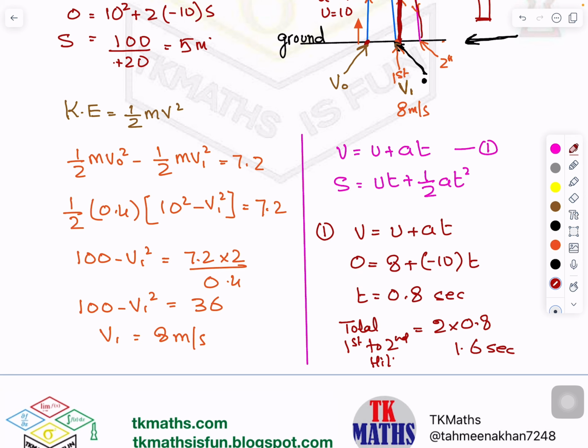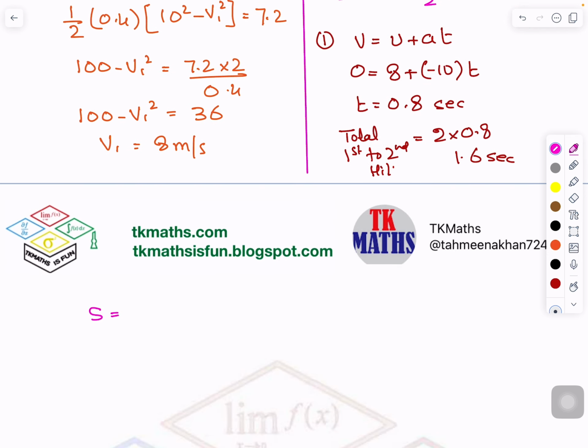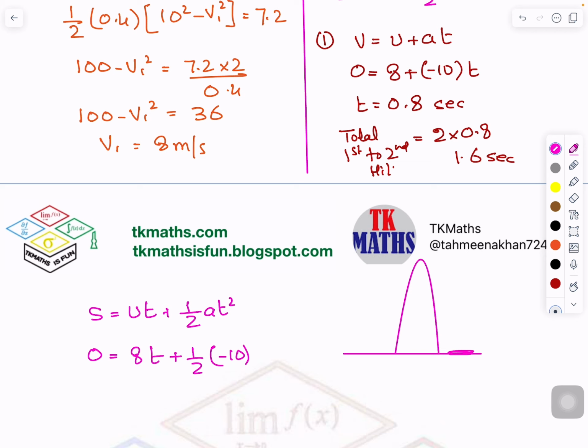And now let's apply the second method. s is equal to ut plus half at squared. When the particle goes up and comes back, the displacement is 0 because it has come back to the same position. So 0, and velocity was what initially? 8. So if you solve it, t is equal to 1.6.